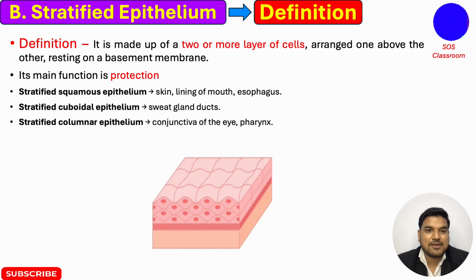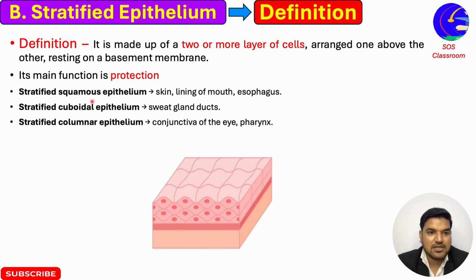And what is stratified epithelium? Stratified epithelium is made by two or more layers of cells. So this is made by different types of layers, two or more layers of cells. This is helpful for protection rather than absorption, secretion and diffusion processes.